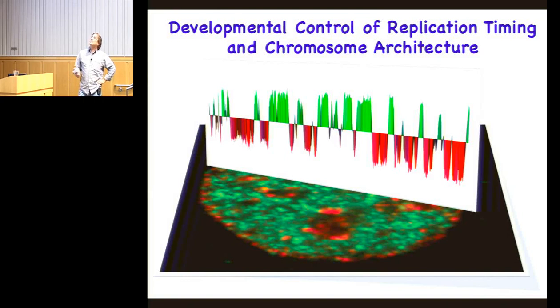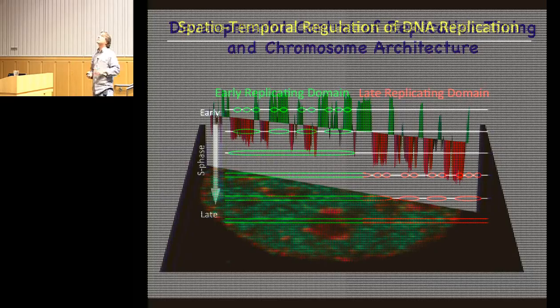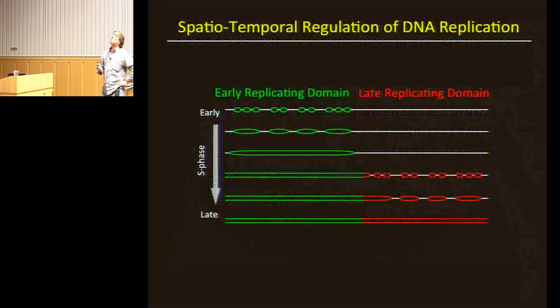Okay, so today I'm going to talk to you about our studies linking the replication timing program, which we can now measure very easily genome-wide, with the three-dimensional organization of chromatin in the nucleus, which we're only now just beginning to develop nice tools to examine genome-wide. So first, a little background.